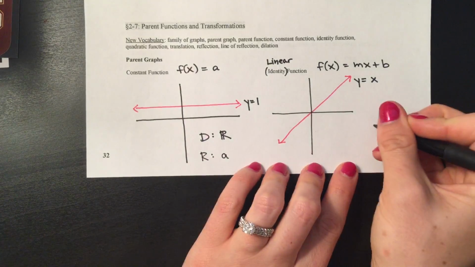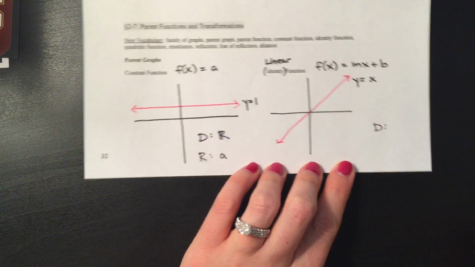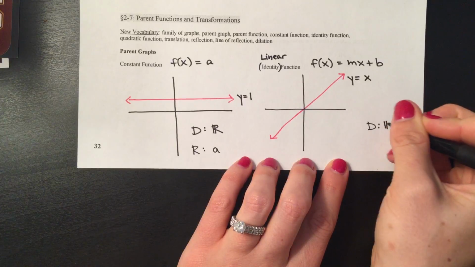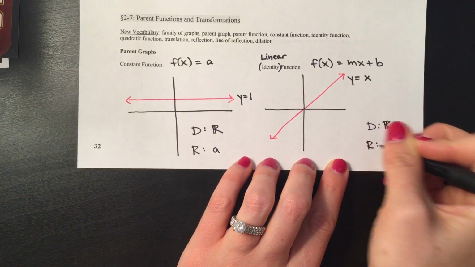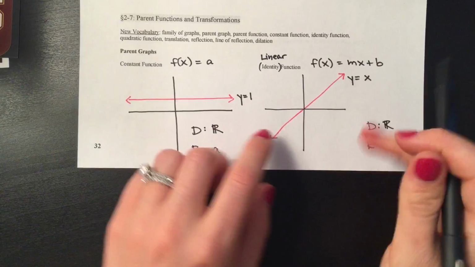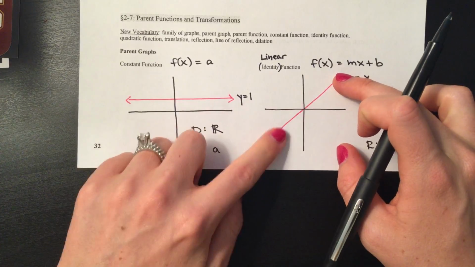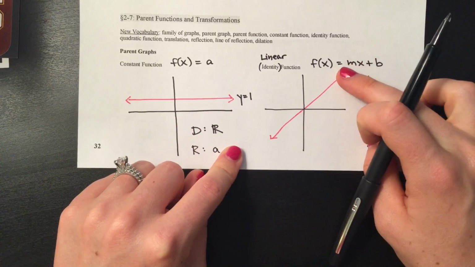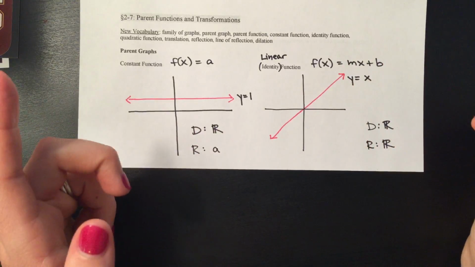Okay, our domain and range, both super easy. They're both just all reals. Domain is all reals, range is all reals. And if you take a look at the graph, every single x value to the left and to the right will eventually get hit. Every single y value down and up will eventually get hit.